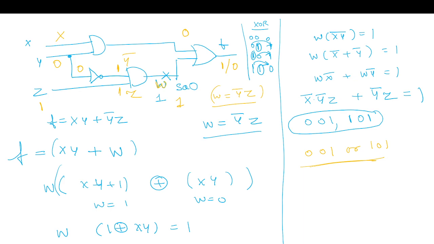We wanted W in this expression. That's why we just kept it W. It is W XORed, ORed with X and Y. And while getting the test patterns, we replaced it with its previous expression, Y bar Z.